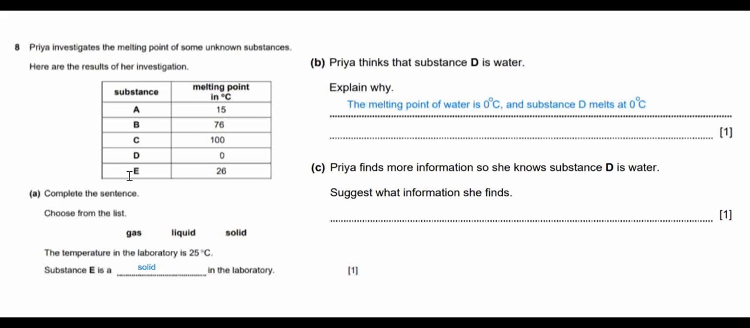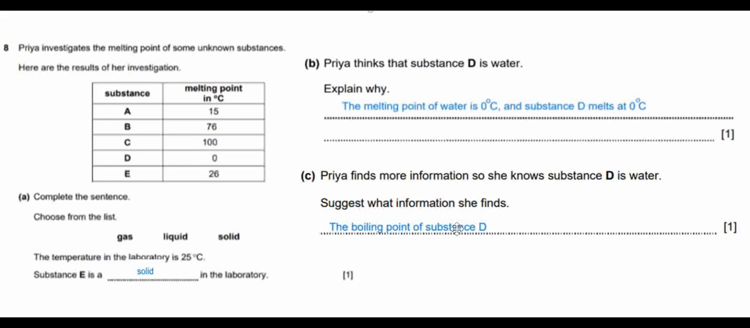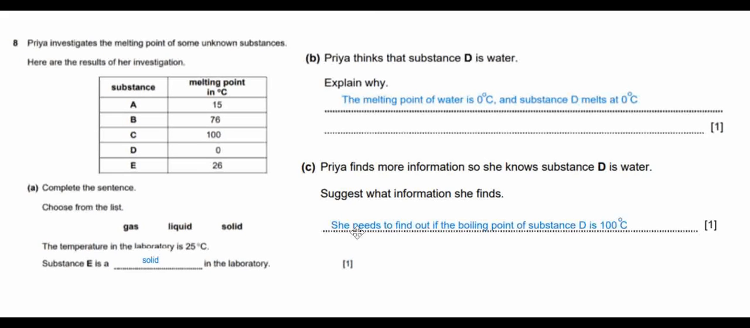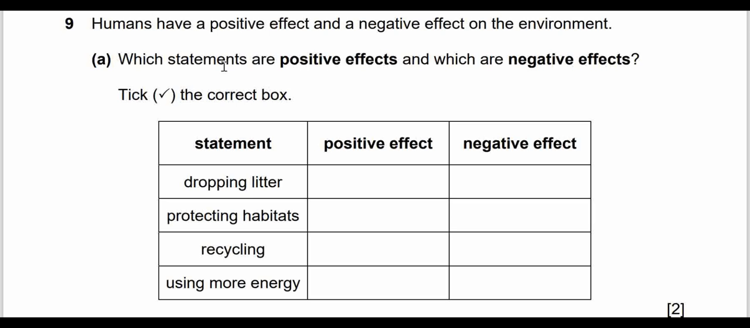Alright, let's open up the answer. Okay, the boiling point of substance D. First, she needs to find out if the boiling point of the substance is 100 degrees Celsius. That will be the correct answer. Next. Here we go. Question 9.